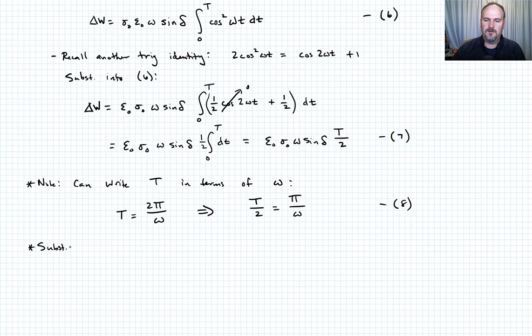So substitute 8 into 7 to get the following. Now we have the energy dissipated during a cycle, delta W, is equal to epsilon naught times sigma naught. My omegas cancel out. I have a from here and here, so those aren't there. I'll bring the pi out front. Now times just sine delta. Let's call that equation 9.